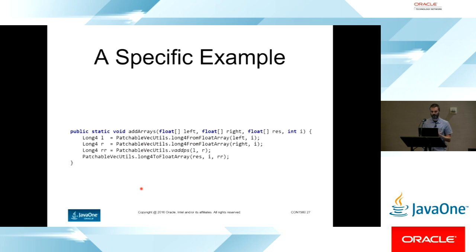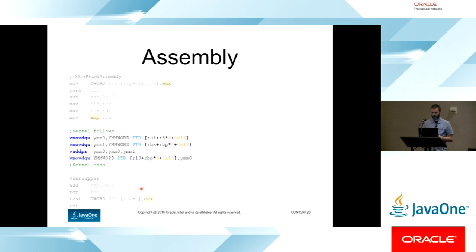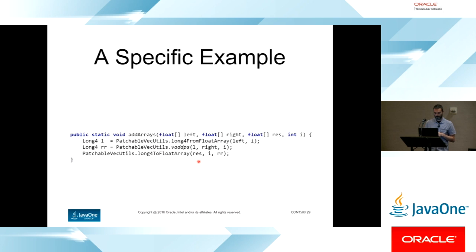So here's a specific example in code you can see from patchable vector utils. We want to load from a float array 2 long for values, and then we want to add them up, and then we want to put them back. That's essentially what I described earlier in code. Each of these encapsulates the method handle invocation to code snippets. And this is what essentially the assembler looks like. If we print out the generated method from C2, we see we got a load from memory here. We've got another load. We're adding them together, and then we're storing them back. So it's very, very tight. You get exactly what you want coming out into C2. Very precise.